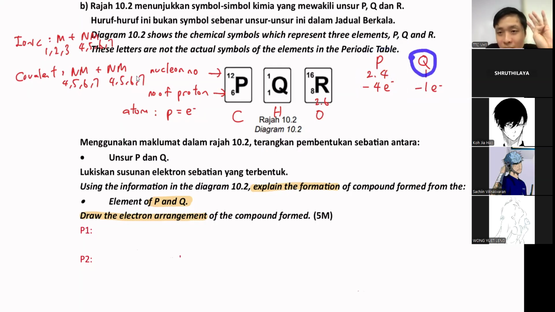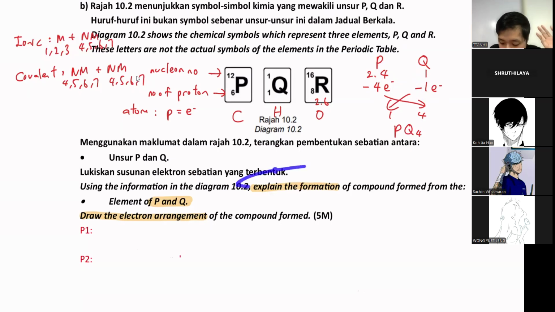But P needs 4 electrons, so how many Q do you need? To share 4 electrons with P, in total you need 4 atoms of Q. Then only P can be stable. If you don't remember this theory, normally you can just cross and switch: 4 to 1 becomes 1 to 4. That's why the formula is PQ4.